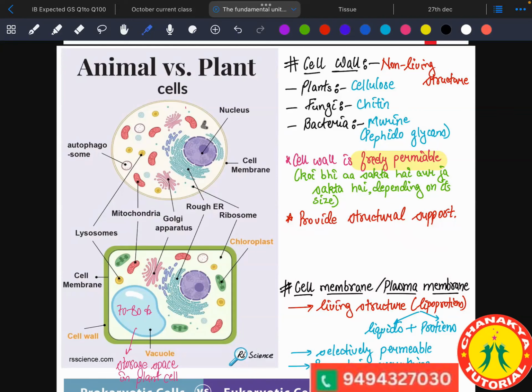and they have also some minor extra work. These Golgi bodies, like you must have seen that in hotels, before the food is served to you, some toppings are added, and the food is arranged in a very systematic way so that it looks good, isn't it?